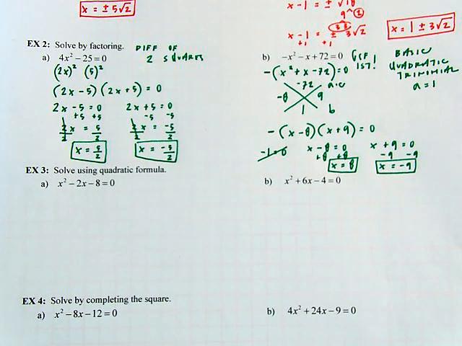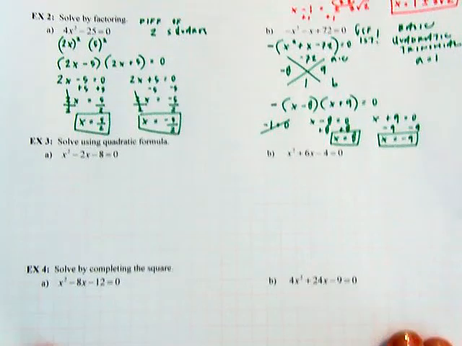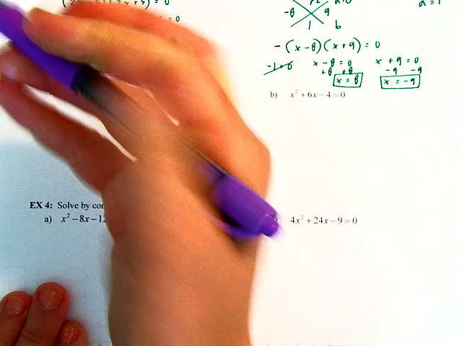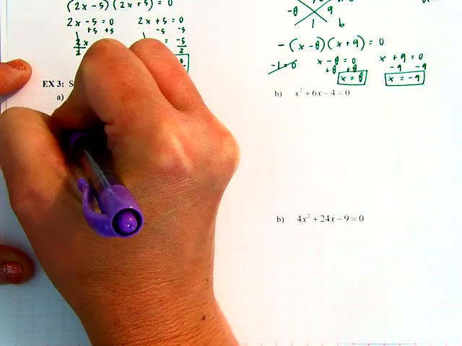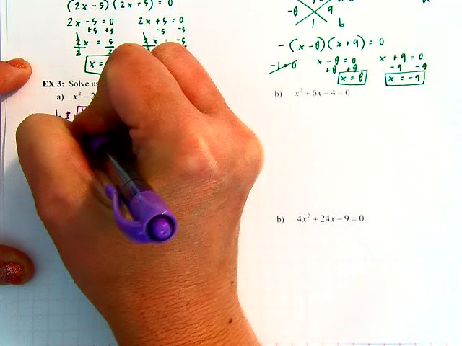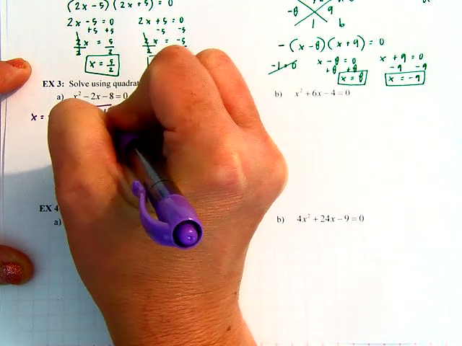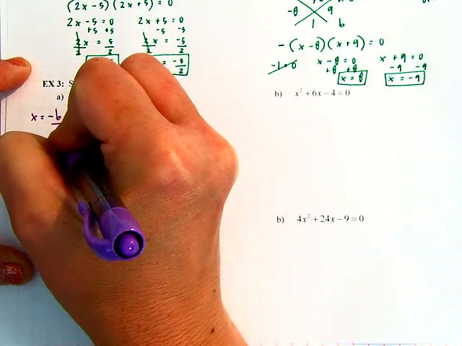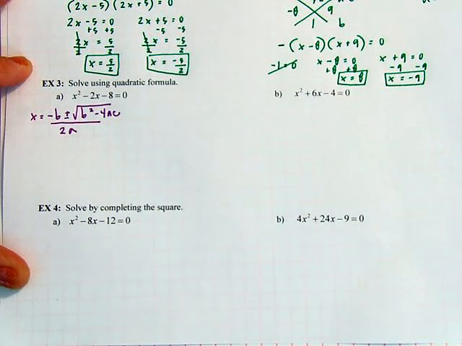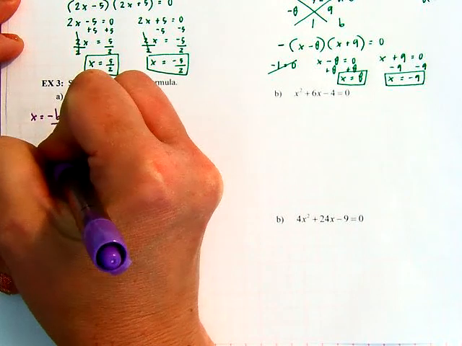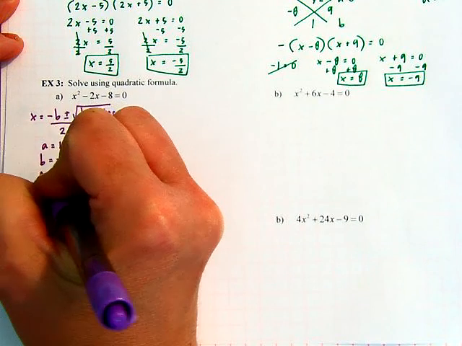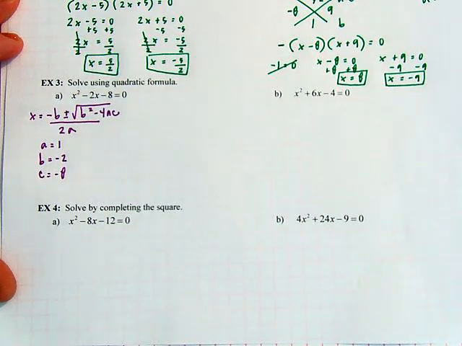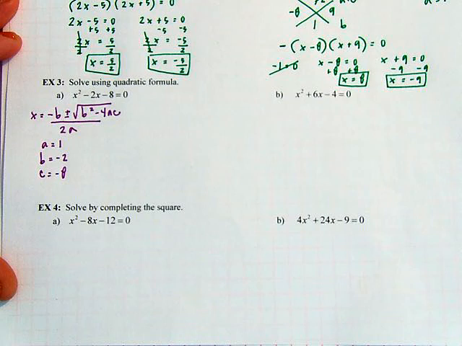Okay, next up, I'm solving using the quadratic formula. Let me remind you of the quadratic formula again. So x equals negative b plus or minus the square root of b squared minus 4ac all over 2a. So in this problem, my a value is 1, my b value is negative 2, and my c value is negative 8. So those are the numbers that I'm going to plug in.